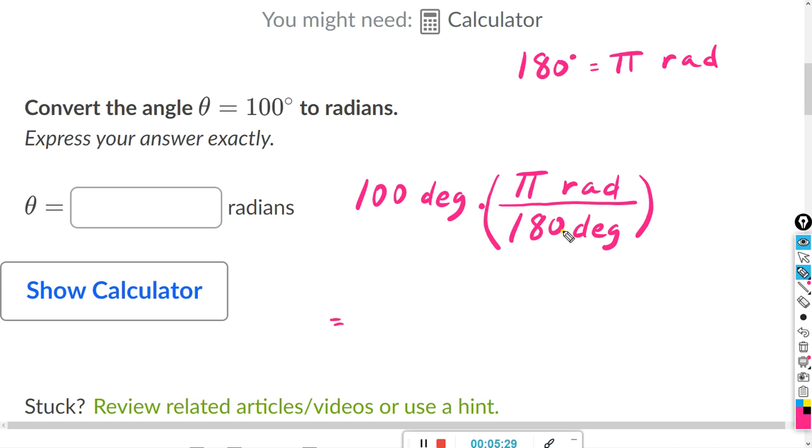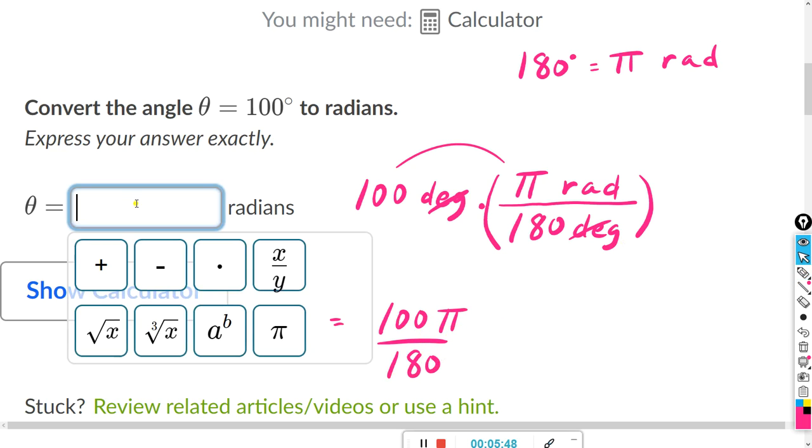All right, now degrees divided by degrees drops out. And in the numerator, I have 100 times pi. And in the denominator, I have 180. All right, again, let me see if Khan accepts this without reducing. All right, numerator is 100 times pi.